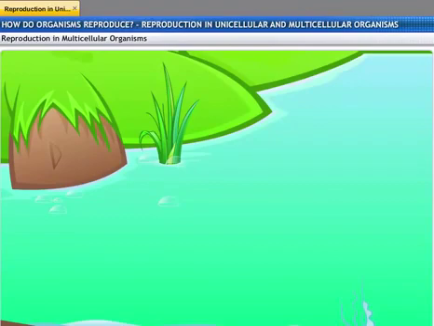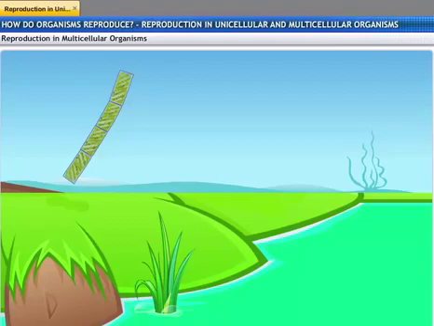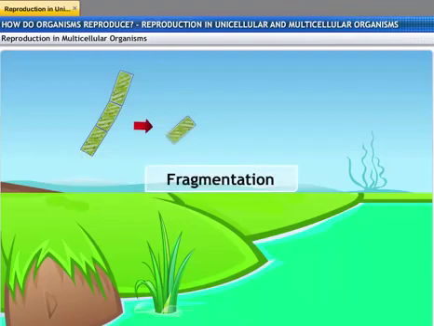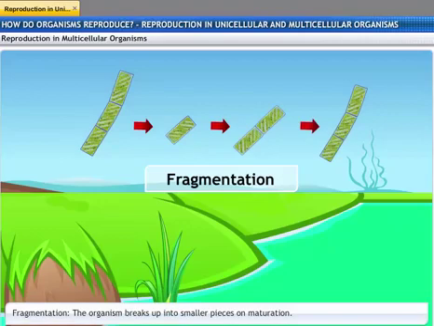Remember the slimy filamentous green masses that you can see developing on the surfaces of some ponds? That's Spirogyra. Spirogyra reproduces by fragmentation. It simply breaks up into smaller pieces upon maturation.